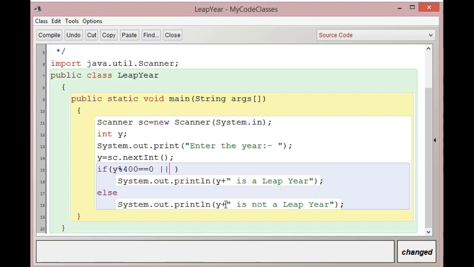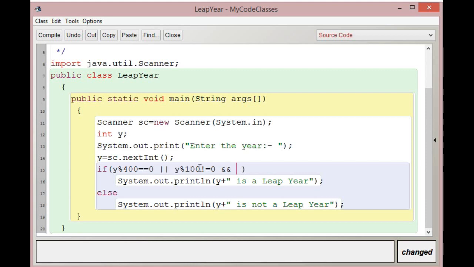So we have written y is divisible by 400, that means it is a century year as well as the 4th century year. So this only combines both the conditions, like y is divisible by 100 and y is divisible by 400. Now what we have to check, if y is not divisible by 100, so how to write not divisible? Exclamation mark and then equals to.